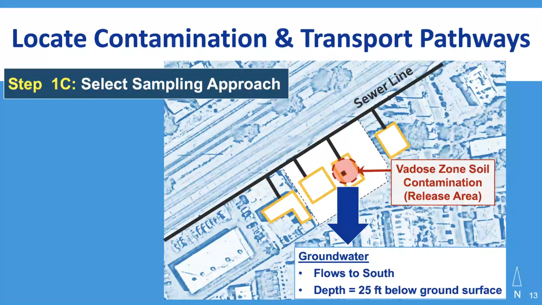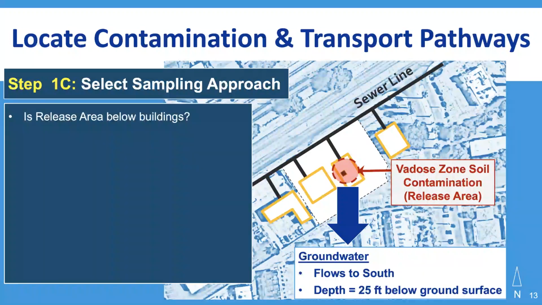Okay, now let's locate contamination and transport pathways at the site so we can select the appropriate sampling approach. To do this, we will answer the following questions. Is the release area below buildings? Yes, you can see the release area is directly below the dry cleaner. Is groundwater less than or equal to 5 feet below ground surface? No. Groundwater is 25 feet below ground surface at the site. This is good because we want to be able to collect soil gas samples deeper than 5 feet to ensure that the samples are not diluted by ambient air, which could cause us to underestimate the VI risk.